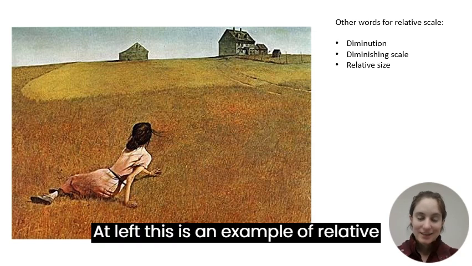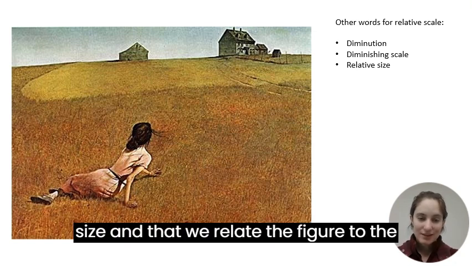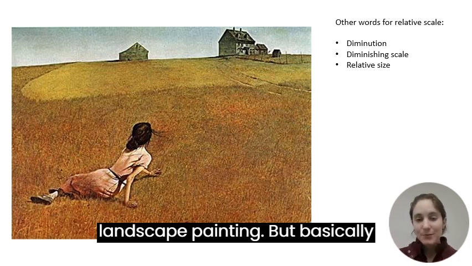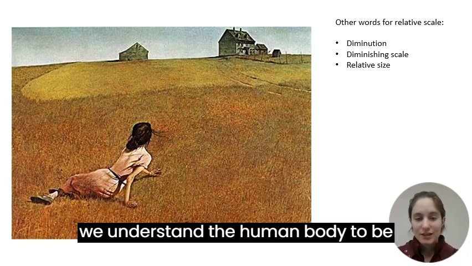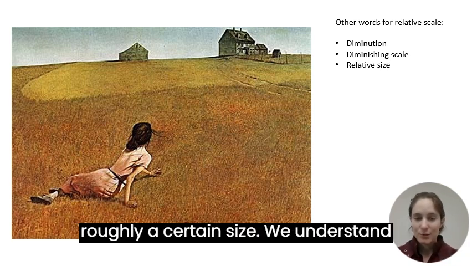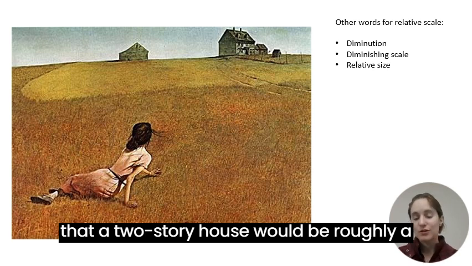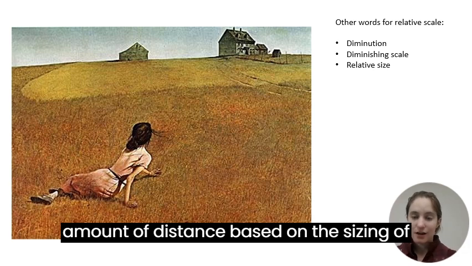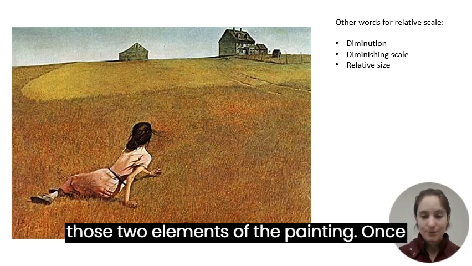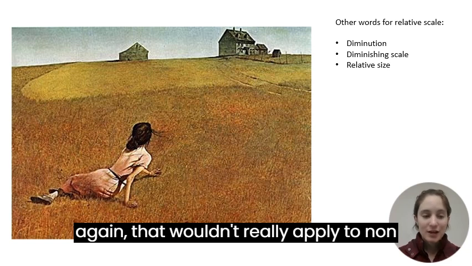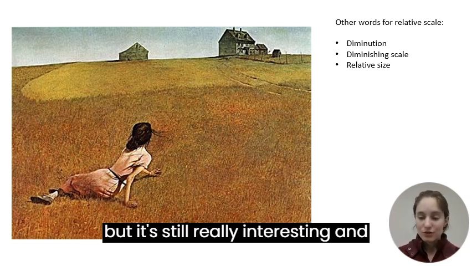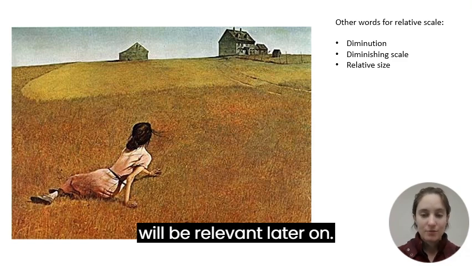At left, this is an example of relative size in that we relate the figure to the house in the background, and this will be more relevant when we start working on a landscape painting. But basically, we understand the human body to be roughly a certain size. We understand that a two-story house would be roughly a certain size. So we perceive a certain amount of distance based on the sizing of those two elements of the painting. Once again, that wouldn't really apply to non-representational works as much, but it's still really interesting and will be relevant later on.